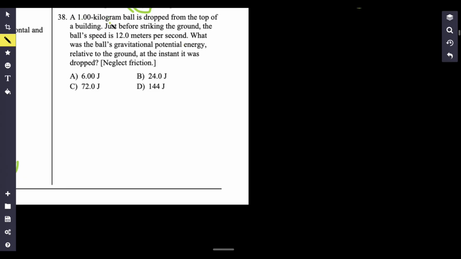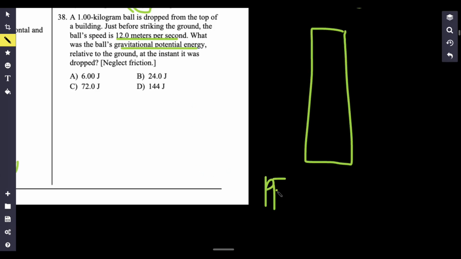A 1 kilogram ball is dropped from the top of a building. Just before striking the ground, the ball's speed is this. What is the gravitational potential energy? So the important thing to know is that the potential energy at the top is equal to the kinetic energy at the bottom for this.